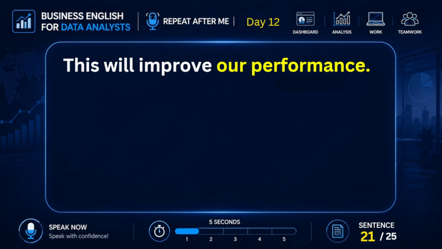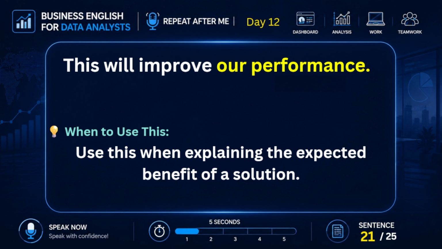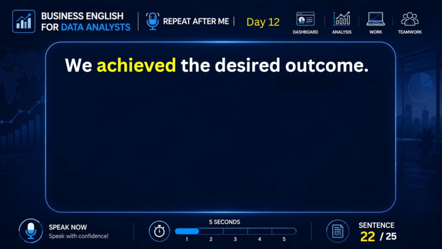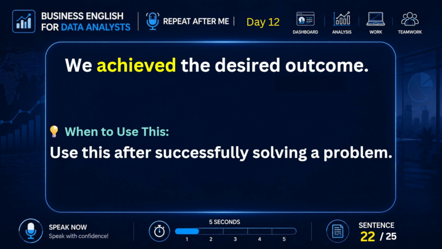This will improve our performance. Use this when explaining the expected benefit of a solution. We achieved the desired outcome. Use this after successfully solving a problem.